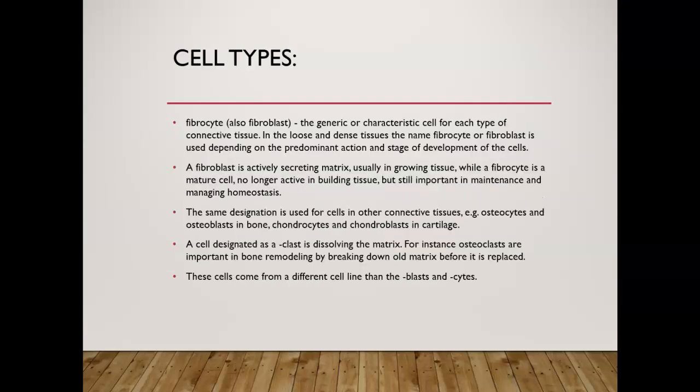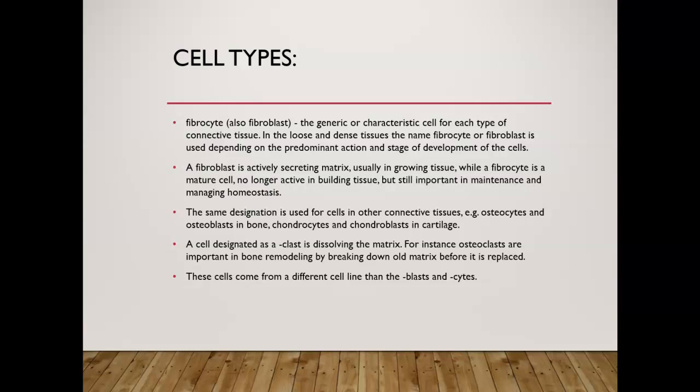When talking about connective tissue, we use this as an example to name cells. If you can break the name apart, it tells you what it's doing. If it is an active cell, you see the ending blast. If it is a mature cell, you see the ending cyte. And there's a specialized one in the bone that eats things or breaks things down, and that is a clast.